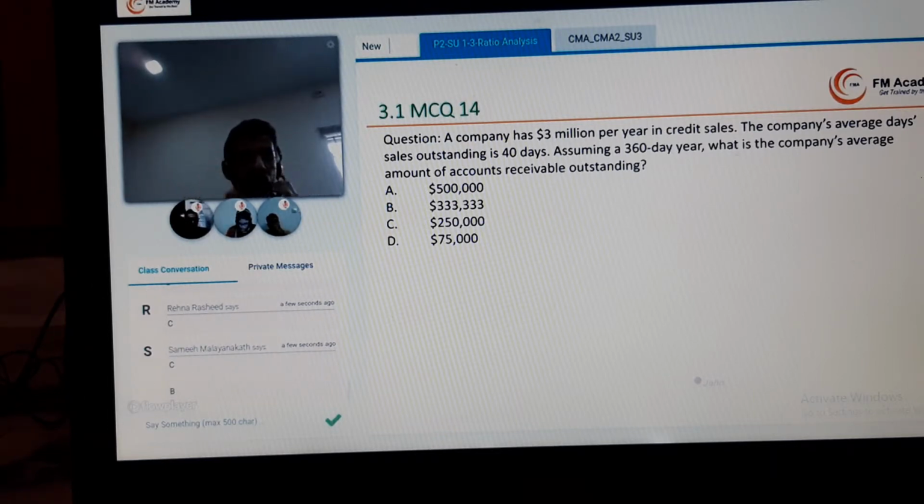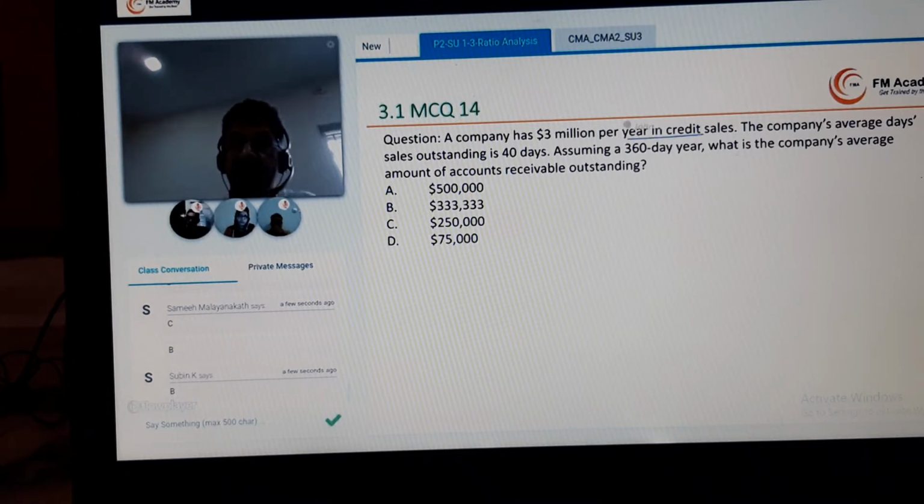Okay, Sami got B as the answer. Subin also has got B. Let's do this. A company has 3 million per year in credit sales. Assuming a 360-day year, what is the company's average amount of account receivable outstanding? That's the question.